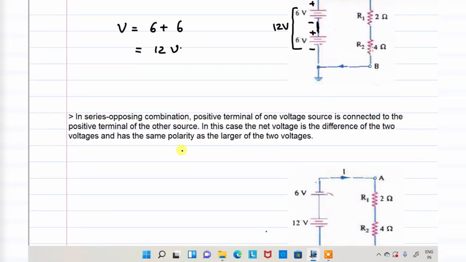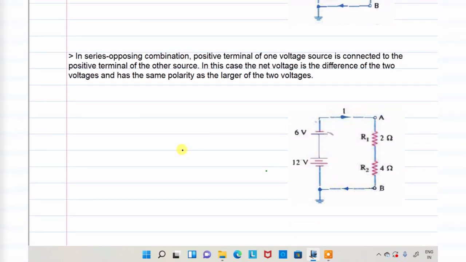Then we are moving to the next, series opposing. Look here. This is a positive terminal, this is a negative terminal, and this is a positive terminal, this is a negative terminal. According to Coulomb's law, same charges repel each other. That means the resultant voltage is a subtraction, opposing. So the total voltage is equal to 6 volts, that is 12 minus 6.